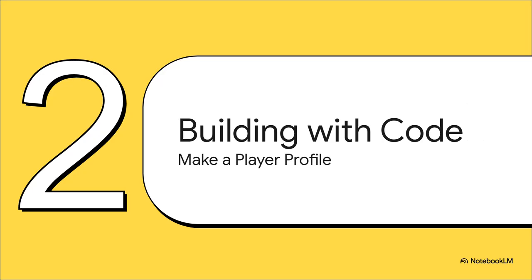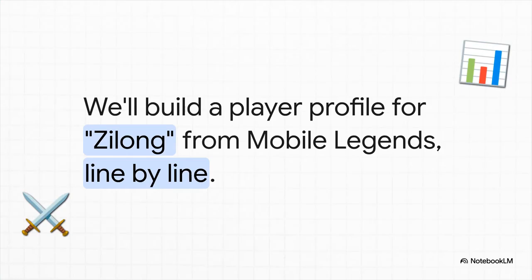Okay, so now that we've seen the tools, let's actually put them to work. We're going to use these data types to build a player profile from the ground up, just like you'd find in any game. And for our example, we'll use Zilong, a fan-favorite hero from Mobile Legends. Let's create his profile from scratch, one little piece of information at a time.